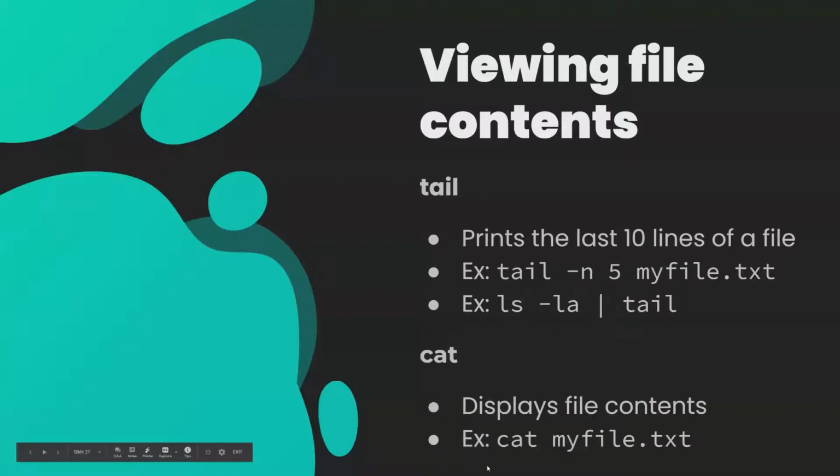So we'll continue. Another command, tail. It prints the last 10 lines of a file by default. But you can also, like before, specify the number of lines that you want. So tail -n 5 myfile.txt will show you the last 5 lines of myfile.txt.